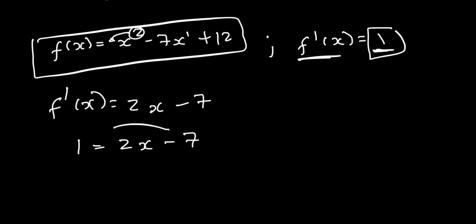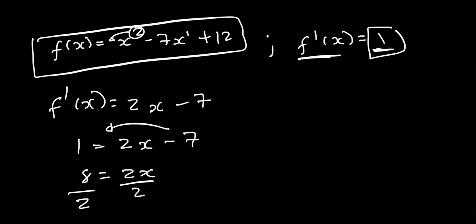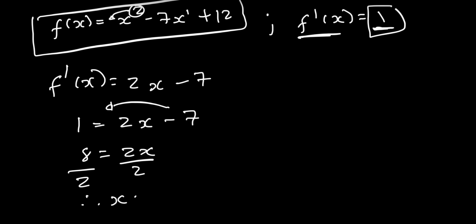So if we transpose the 7 to the other side, that's going to be 1 plus 7, that's going to be 8, and then we have 2x. So if we divide both sides by 2, we'll therefore see that the value of x at the gradient is actually equal to 4, because now 8 over 2 is 4.